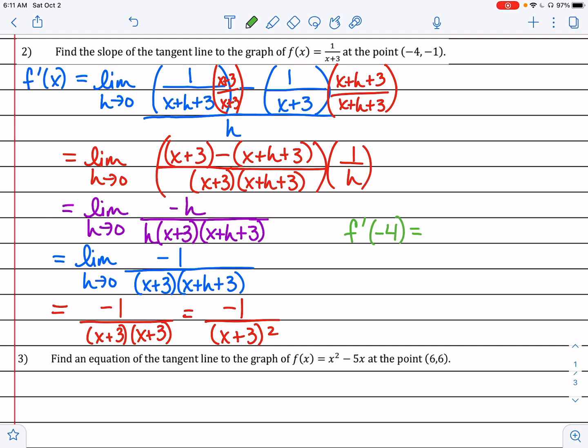And since the point is negative 4, negative 1, I'm evaluating for negative 4. So I get negative 1 over negative 4 plus 3 squared, which is really negative 1 over negative 1 squared, or negative 1 over 1. So the answer to the problem is f prime of negative 4 equals negative 1.